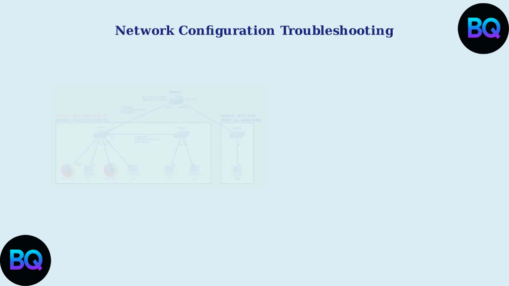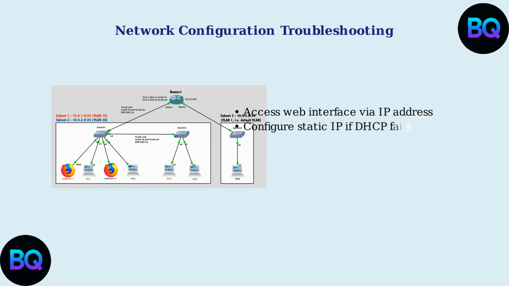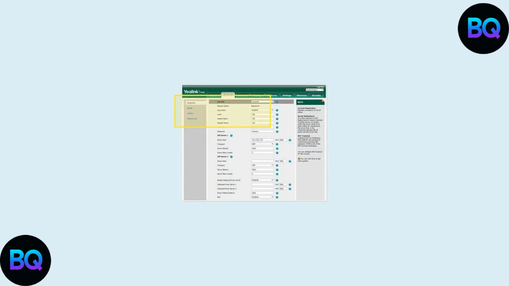If the factory reset doesn't resolve the issue, the problem may be network-related. We need to investigate the network configuration by accessing the phone's web interface and manually configuring network settings. Access the phone's web interface by entering its IP address into a web browser. From here, you can manually configure static IP settings, DNS servers, and VLAN configurations if DHCP issues are suspected. Here's an example of the account configuration page where you can verify SIP server settings, outbound proxy configuration, and NAT traversal settings that are critical for proper phone registration.